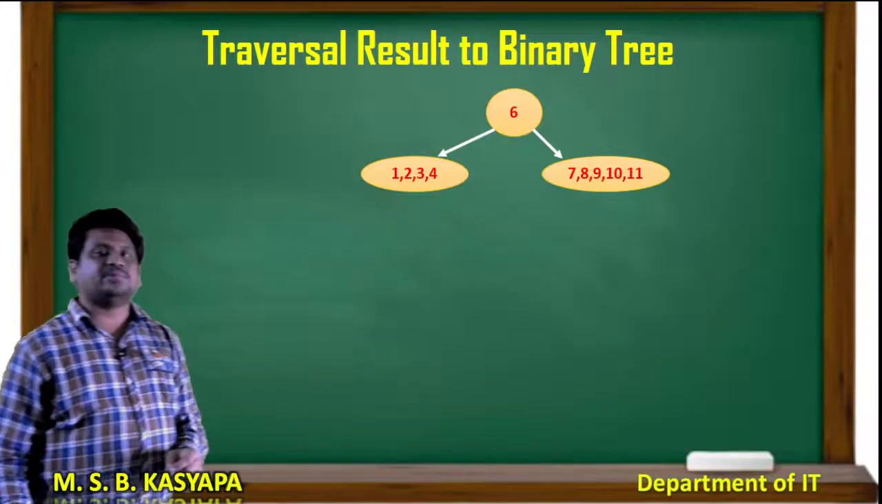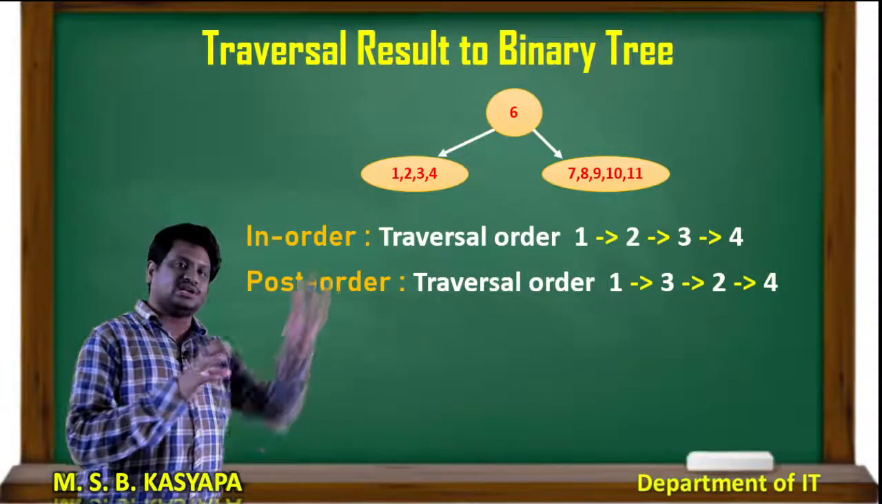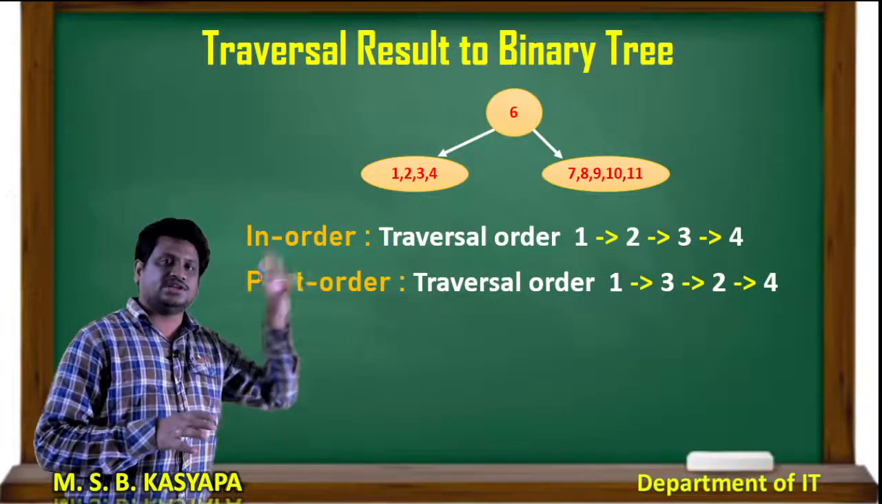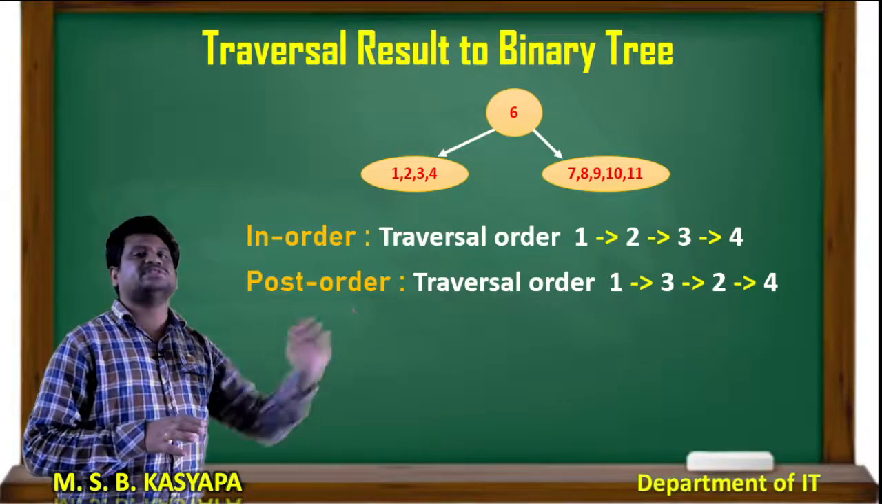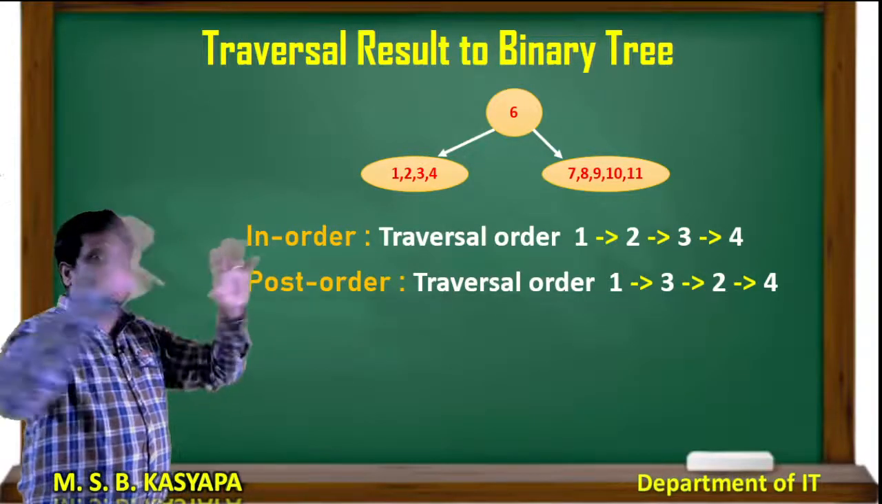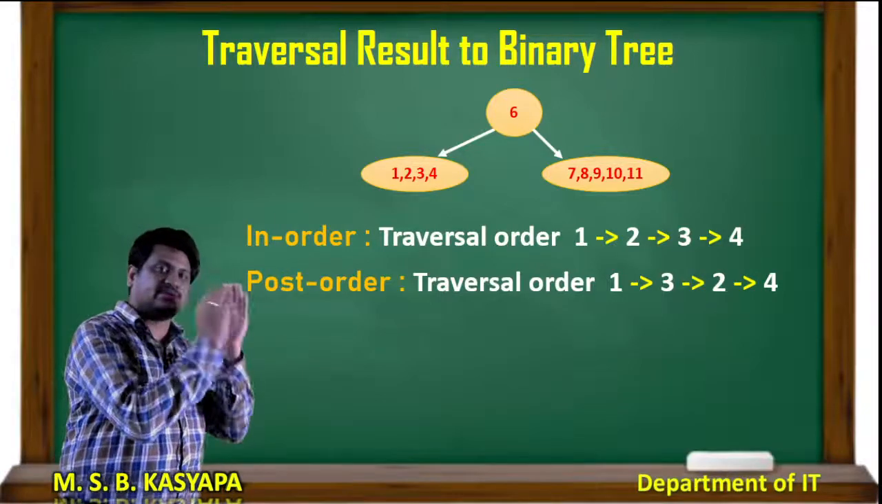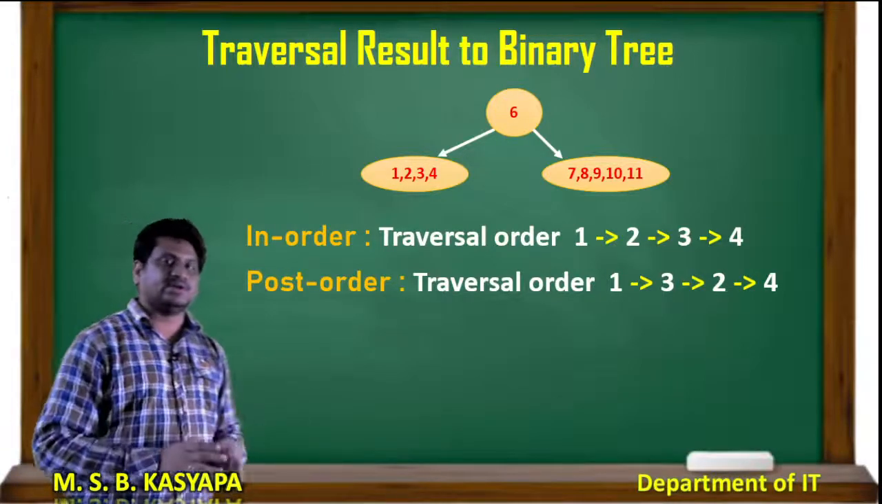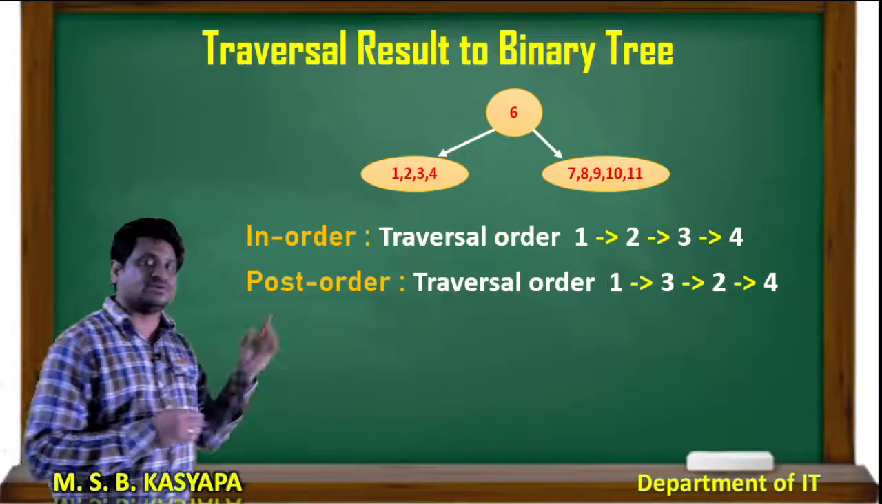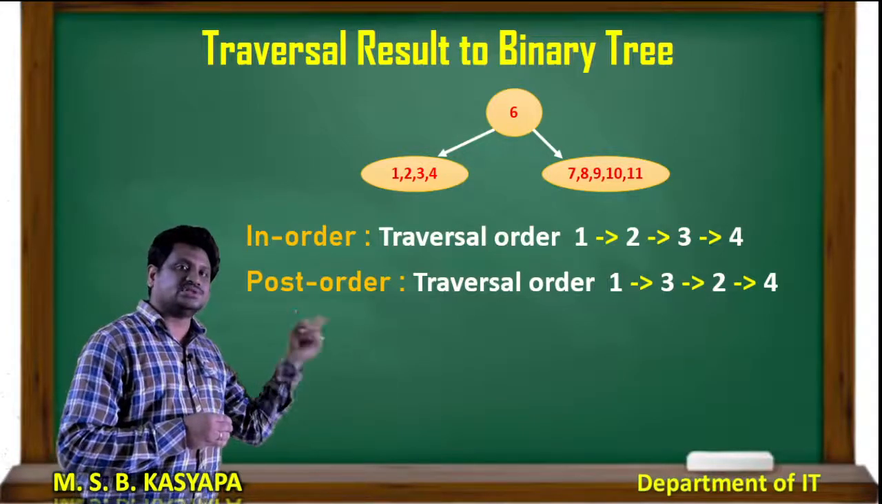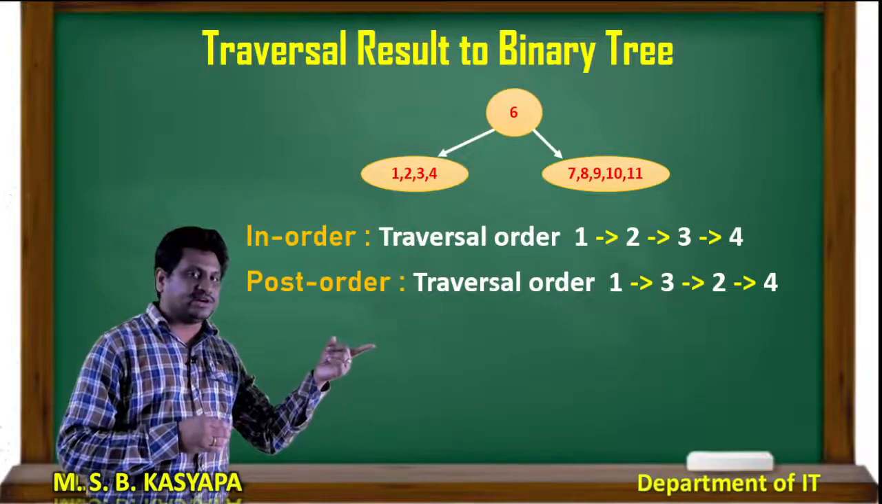So now I am taking the order for those 4 elements only. In the in order, the elements are 1, 2, 3, 4. In the post order, the elements are 1, 3, 2, 4. So from the main traversal, I have taken whatever part I needed. In the same process, first I have to find out the root node. How to find it out from the post order? In the post order, the last element will be treated as the root node.